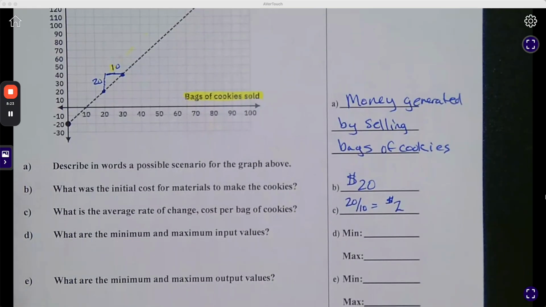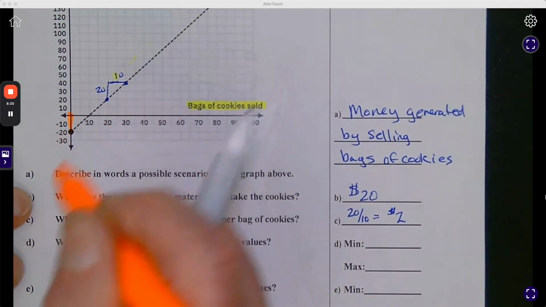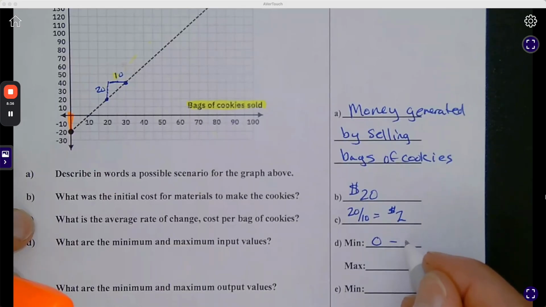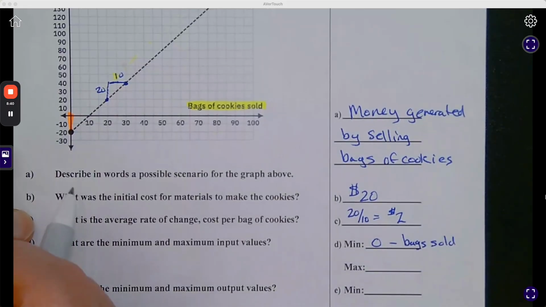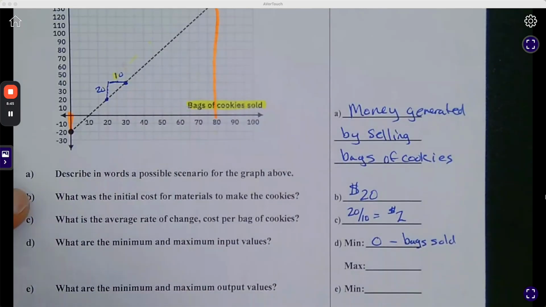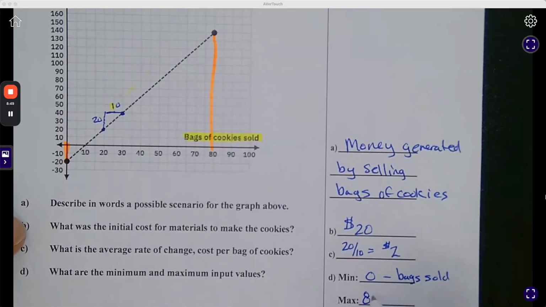What are the minimum and maximum input values? Well, the input is X, so the minimum is right there. That's 0. The maximum, by the way, 0 what? Bags sold. And then the maximum is right here. Ooh, we sold 80 bags of cookies. Let's go. 80 bags. They must have been good cookies.